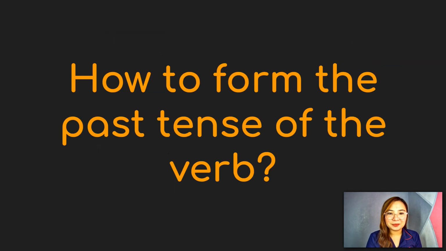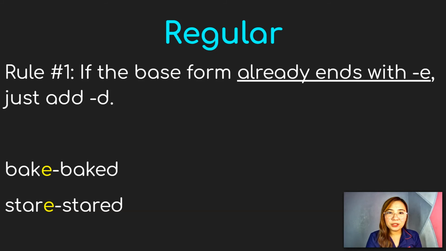Let's start. How to form the past tense of the verb. Let's begin with the regular way. Rule number 1. If the base form already ends with letter E, you just need to add letter D. For example, bake to baked, stare to stared. As you can see, both verbs end with letter E. That is why we just need to add letter D at the end.